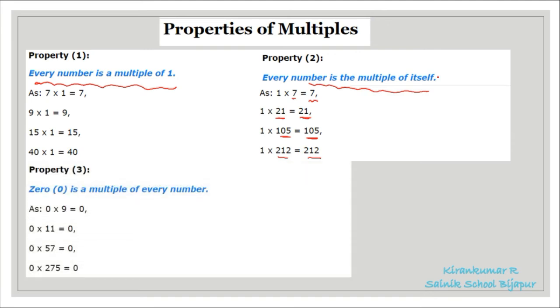Third property is 0 is a multiple of every number. If you multiply 0 with any of these numbers, 9, 11, 15, 27, 57, 275, each time we are getting 0 only. So 0 is a multiple of every number.